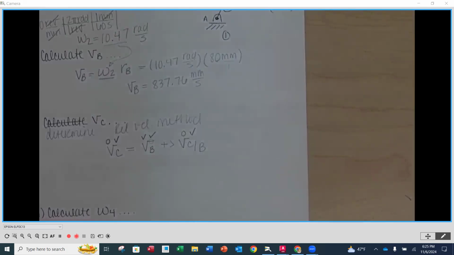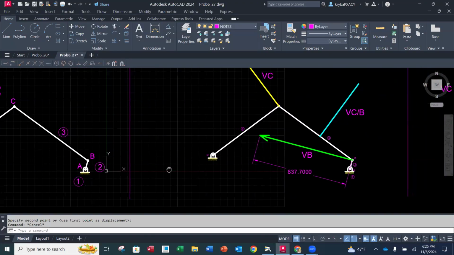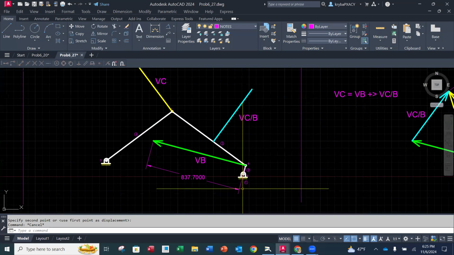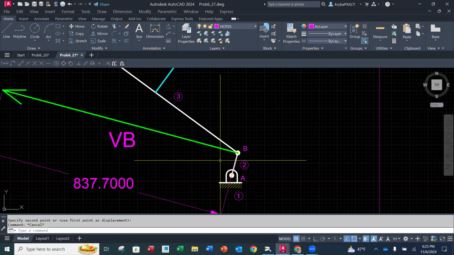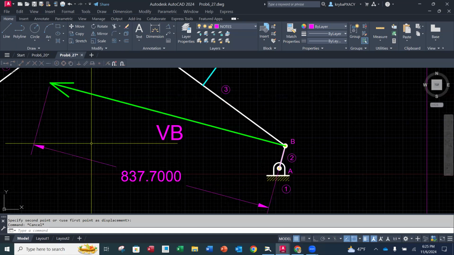So now, since we are ready to take it to that next step, let's go back to our AutoCAD. I'm going to scooch over here. Now as we look at this diagram, I have the velocity of B going up and to the left. It is perpendicular to link number 2, and it's going right through the end point of link number 2 where the point B is. Its length is the length that we calculated.